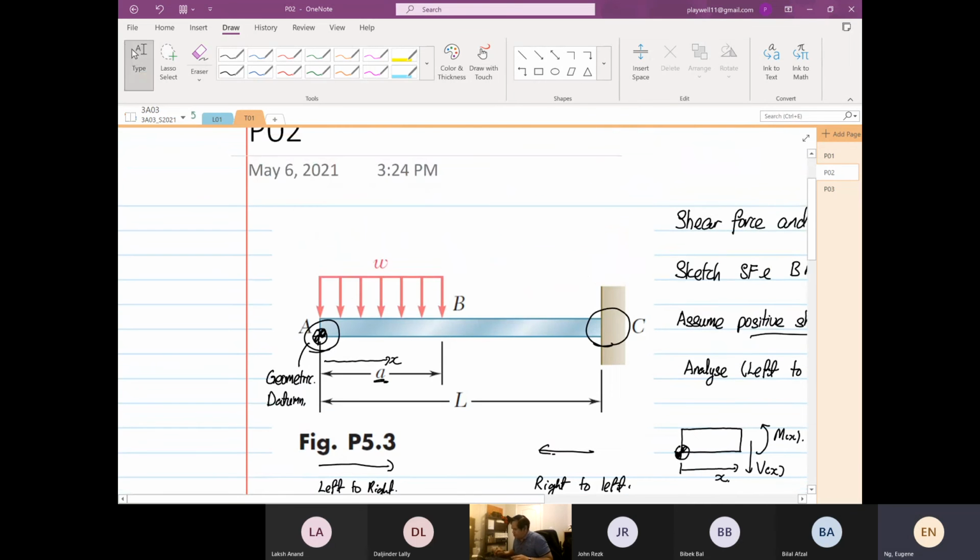You will ask me, Eugene, why are we looking at point A to point B, then B to C? How you section this is dependent on how the load is distributed. So from A to B, you have an evenly distributed load. From B to C, you have nothing. So that's how you section them.